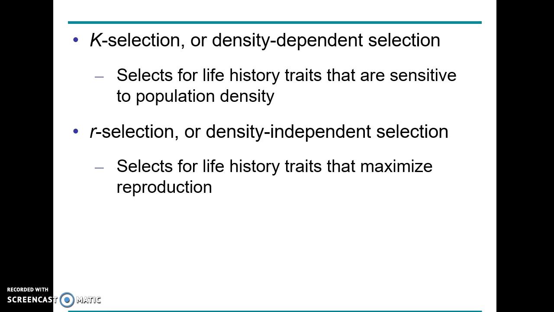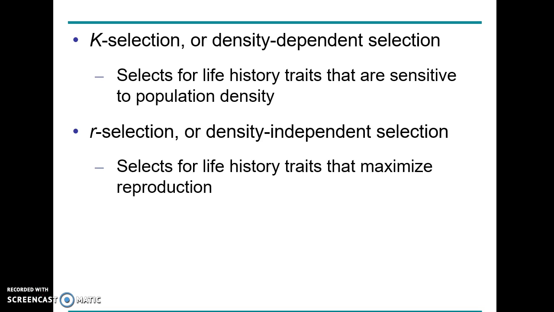Semelparity, where there's a big bang and a burst of seeds, or a burst of eggs and sperm at one shot, and then the animal dies, that reproduction is very density dependent. So let's say in the first generation there were more salmon than one could imagine, and so they're going to lay a lot more eggs. That means the density within that small upstream where they lay eggs is going to be much greater, which means a lot of those eggs are going to die. Semelparity is K selection, or density dependent selection.